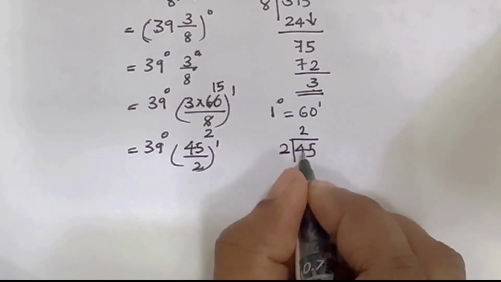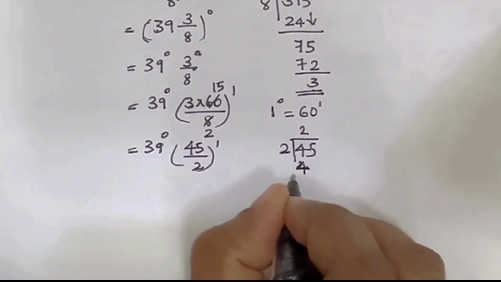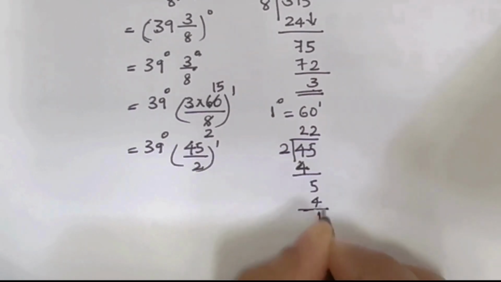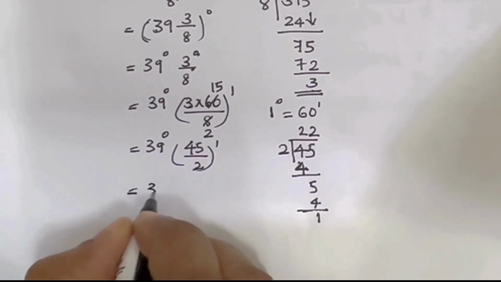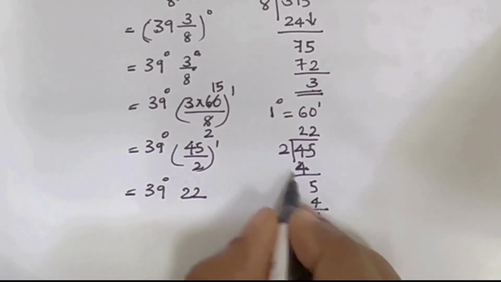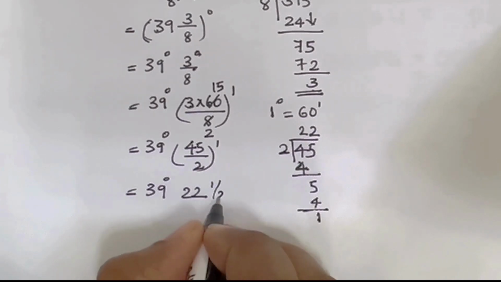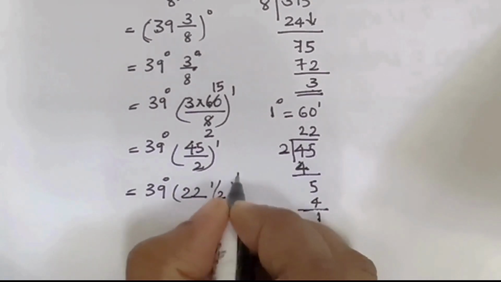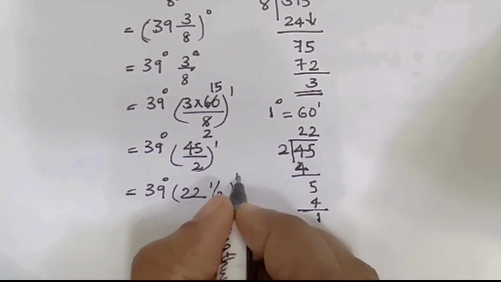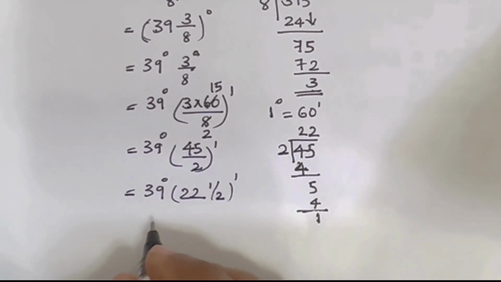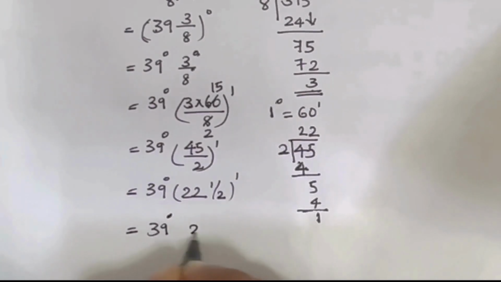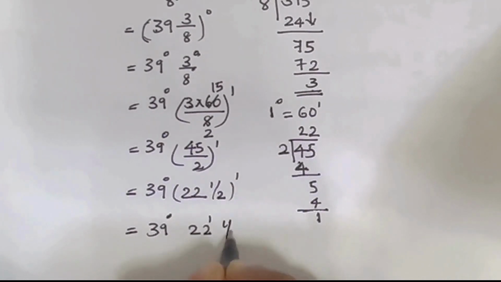Now divide 45 by 2 and find the quotient and remainder. If it is completely divisible by the denominator, we can stop there. If it is not divisible, we write it as a mixed fraction. Here 45 divided by 2 gives 22 as the quotient and 1 as the remainder, so 22 and a half minutes. That means 39 degree, 22 minutes and half minute.